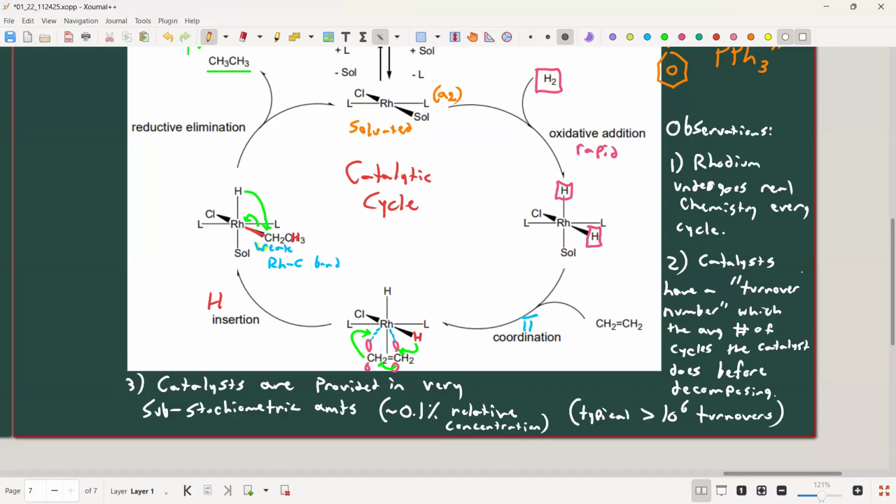But that's the thing about catalysts that is really powerful: they regenerate themselves, and theoretically they can go through millions and millions of cycles before they die, so you only have to put a small amount in. If you're really lucky and you have a really great catalyst, you can put in a tiny amount and then recover it and use it for another reaction.